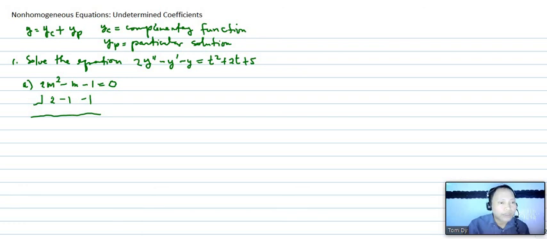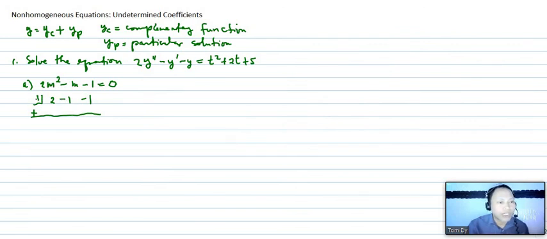Let's try negative 1. Bring down 2. 2 times negative 1 is negative 2. When we add, that is negative 3. Negative 3 times negative 1 is positive 3. But if you add this, the result is not equal to 0. So negative 1 is not a factor of this equation, so we will change our factor.